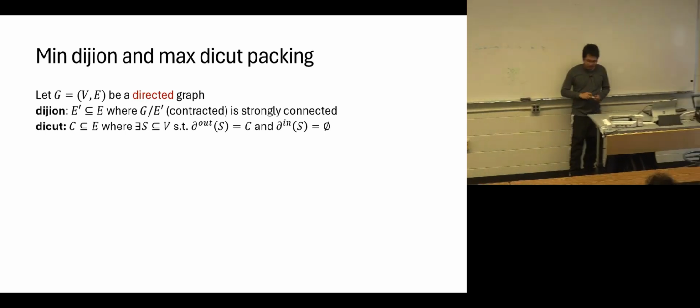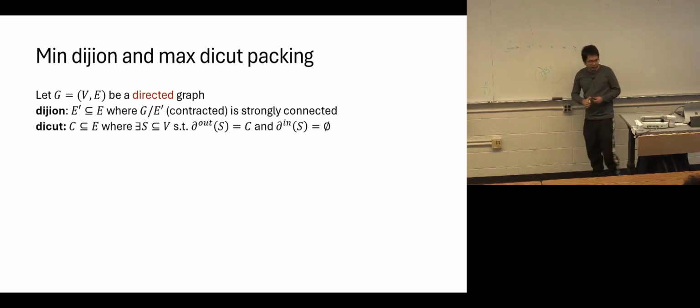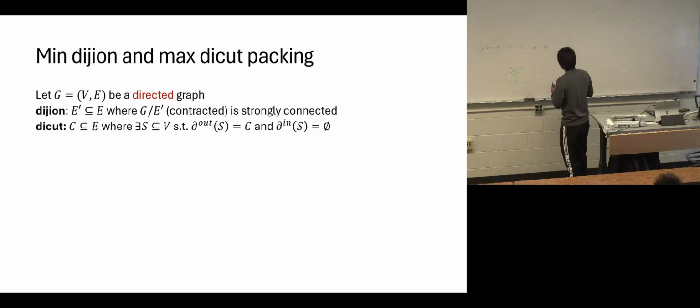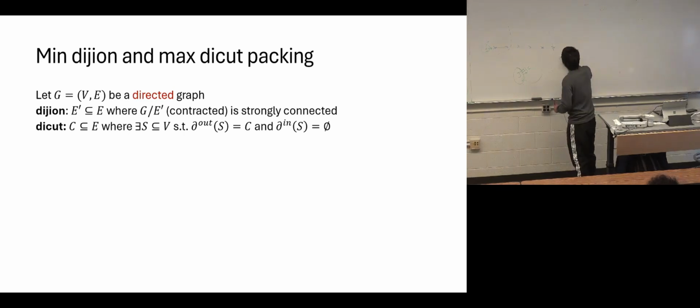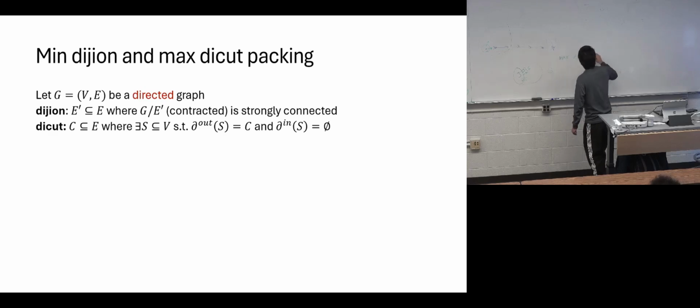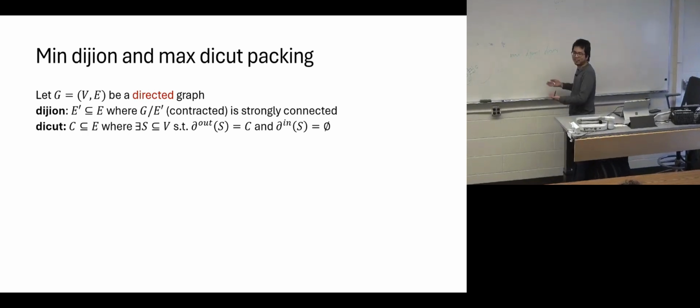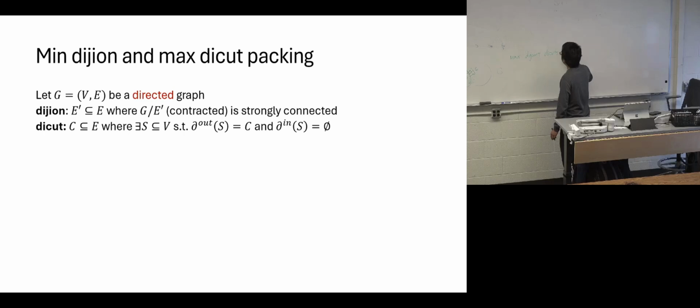So the claim is this. What you can see easily is that the maximum number of disjoint dicuts, the collection of dicuts that you can have, is actually bounded by the minimum dijoint.